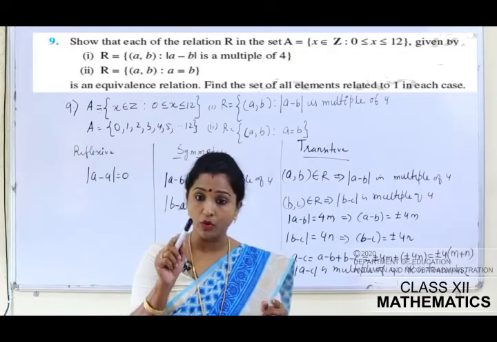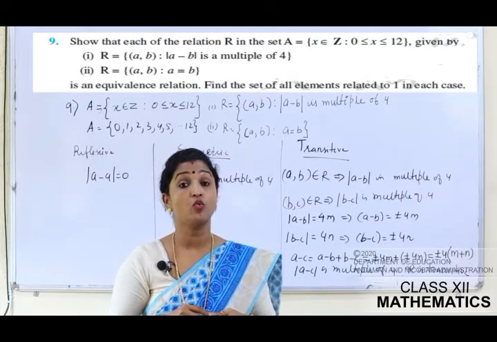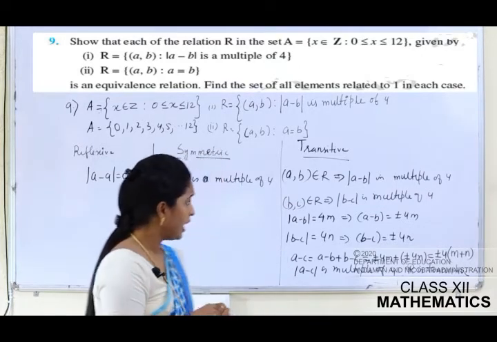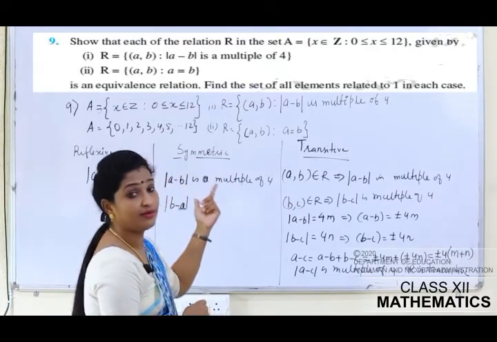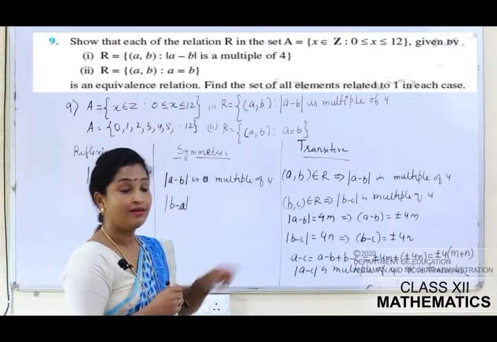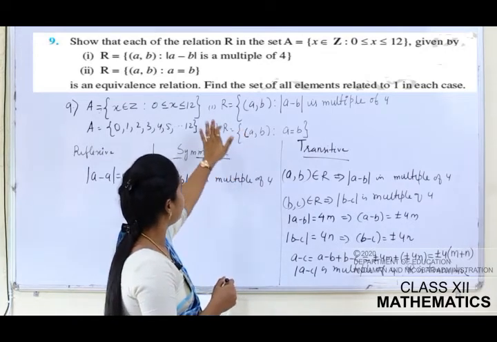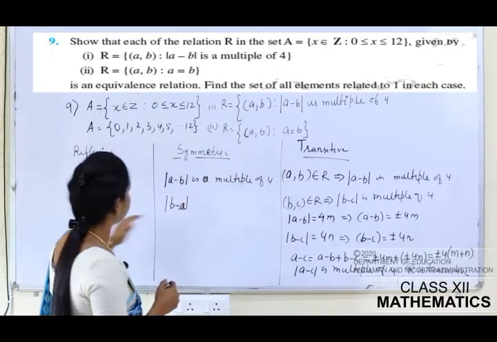In this question, one more question is there. Find the set of all elements related to 1 in each case. आपको बताना है 1 से related कितने elements हो सकते हैं. That means that should satisfy the relation. Okay. Now for the second one देखिए, एक और चीज मैं बताना भूल गई. ये तो first part था. ये मैंने जो किया कि first part है.